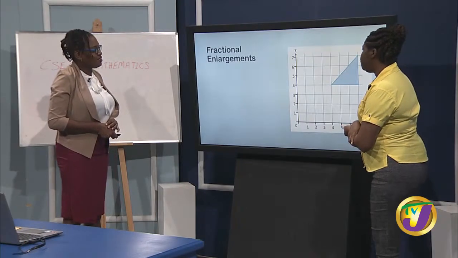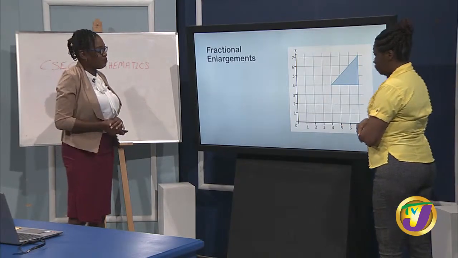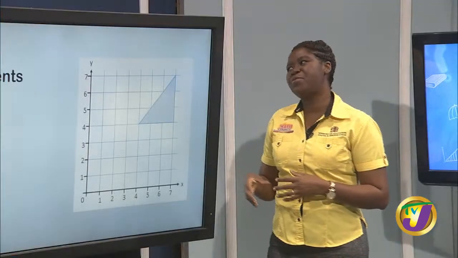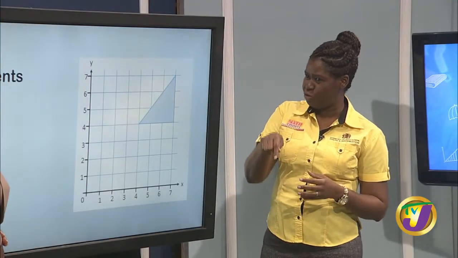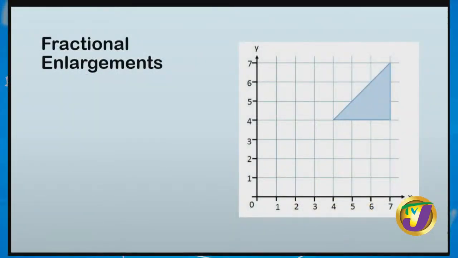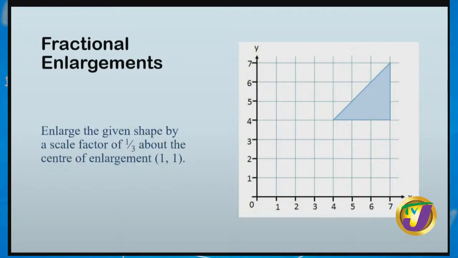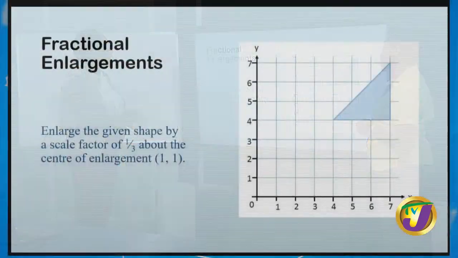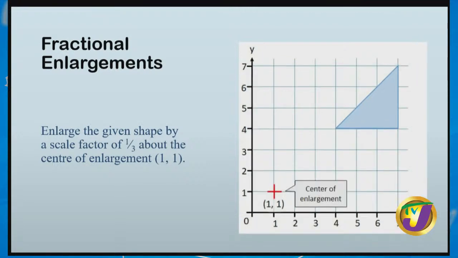So just remember that. Okay, so fractional enlargements. Fractional enlargements, as was mentioned before, a fraction is not the whole, it's part of the whole. So it means that my image should be smaller. And we're speaking about proper fractions. For this one, we're told the scale factor is 1/3, and the center of enlargement is (1, 1). So the center of enlargement is in a different position on the Cartesian plane, and the same rule applies.